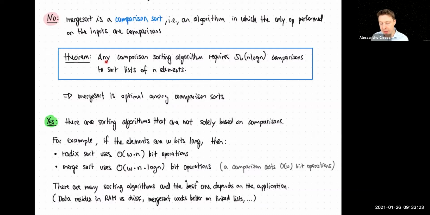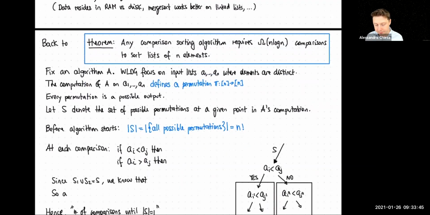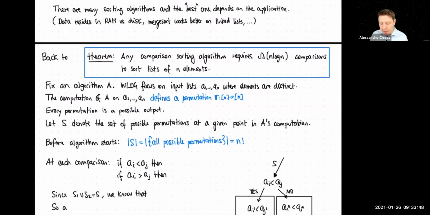We want to prove that any comparison sorting algorithm requires n log n comparisons to sort a list of n elements, okay? This is the first, let's call it a formal negative result that we see in this course. It's not about designing algorithms, it's about proving a limitation on an algorithm. So, to look a little bit different. So here we are. So we want to prove that any comparison sorting algorithm has some limitation. Okay, so fix such an algorithm. Let's call it A. It's a comparison sorting algorithm, okay?